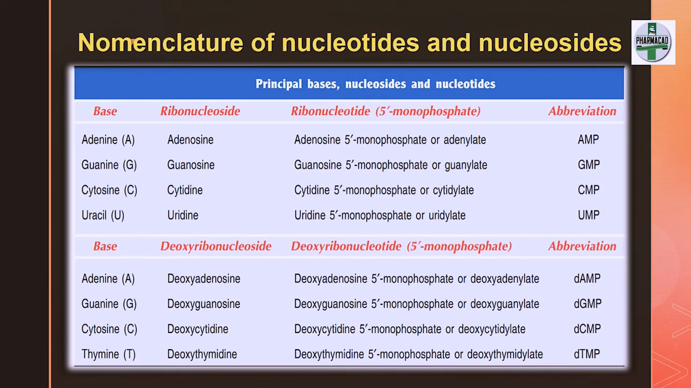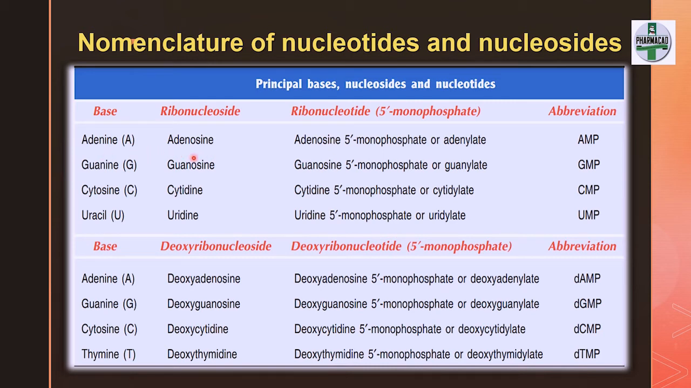Nomenclature of the nucleotides and the nucleosides. If adenine is the nitrogenous base which is present, here we represent it as uppercase A, that is capital A. So if that is present in a nucleoside, that is a ribose sugar is present, and to that ribose we are having an adenine, together they are named as adenosine.